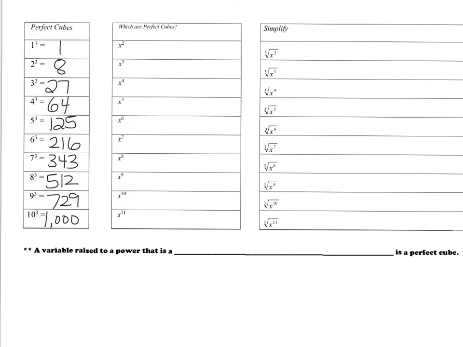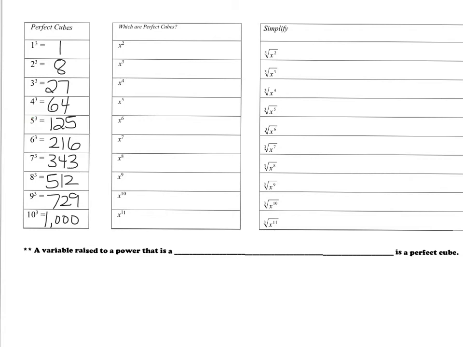So 2 cubed is 8, and the cube root of 8 is 2 because 2 times 2 times 2 is 8. And the cube root of 27 is 3 because 3 cubed, or 3 times 3 times 3, is 27. The cube root of 64 is 4 because 4 times 4 times 4 is 64. One more. The cube root of 125 is 5 because 5 times 5 times 5, or 5 cubed, is 125.